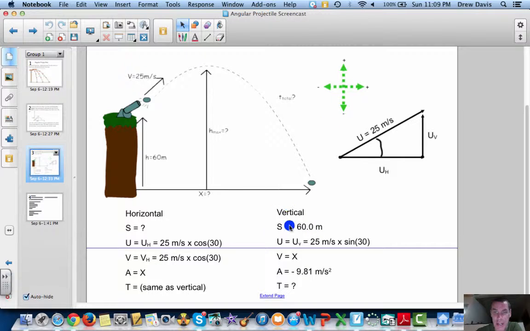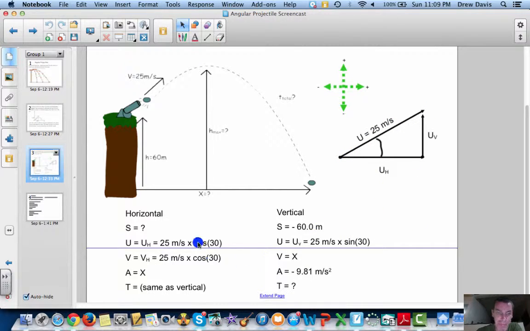I said down is negative, so I said negative 60. We still have gravity as negative 9.81 meters per second squared. But instead of the vertical velocity being 0, like it is with horizontal projectiles, now it has an upward velocity, which is equal to 25 meters per second times sine 30.